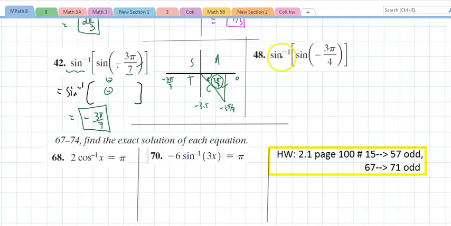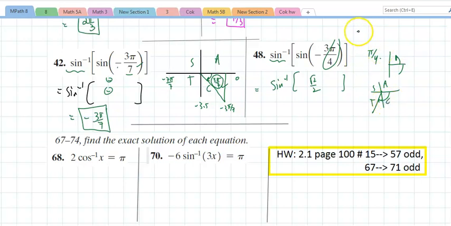Alright, again, it's an inverse. I know the reference angle is pi over 4. That's really easy to do. The question, if it's positive, my answer is pi over 4. But if it's negative, my answer is negative pi over 4. So let's see how this plays. Negative 3 pi over 4. So this is a value of radical 2 over 2. But where's negative 3 pi over 4? Negative 3 pi over 4 is right there.